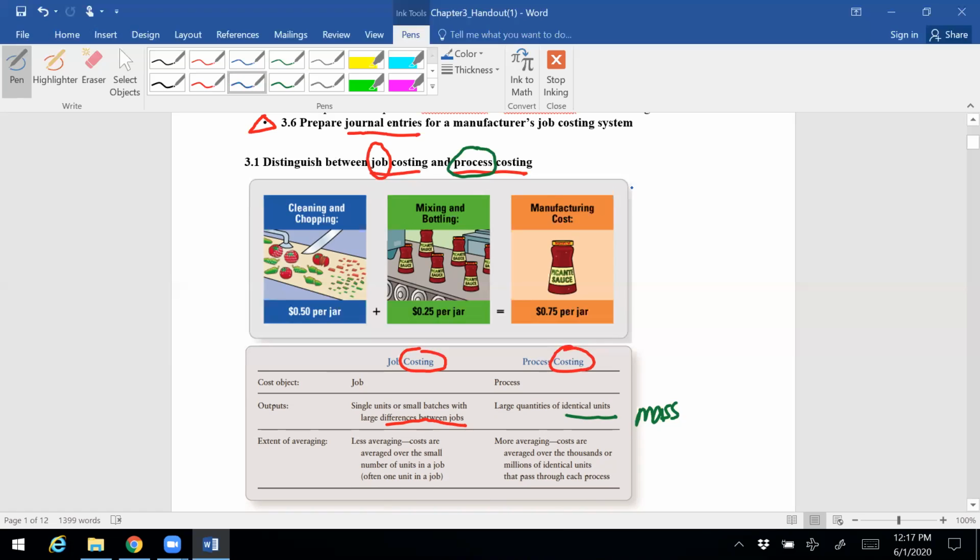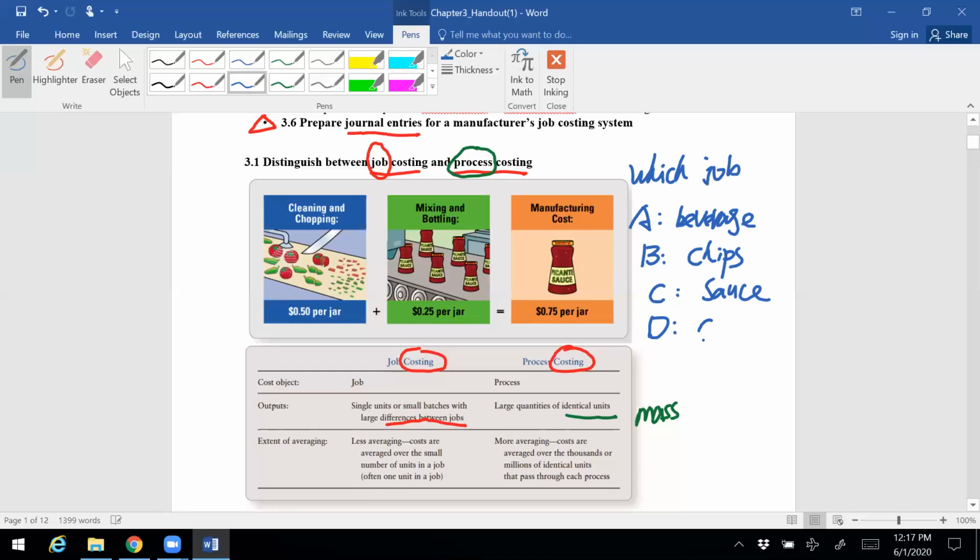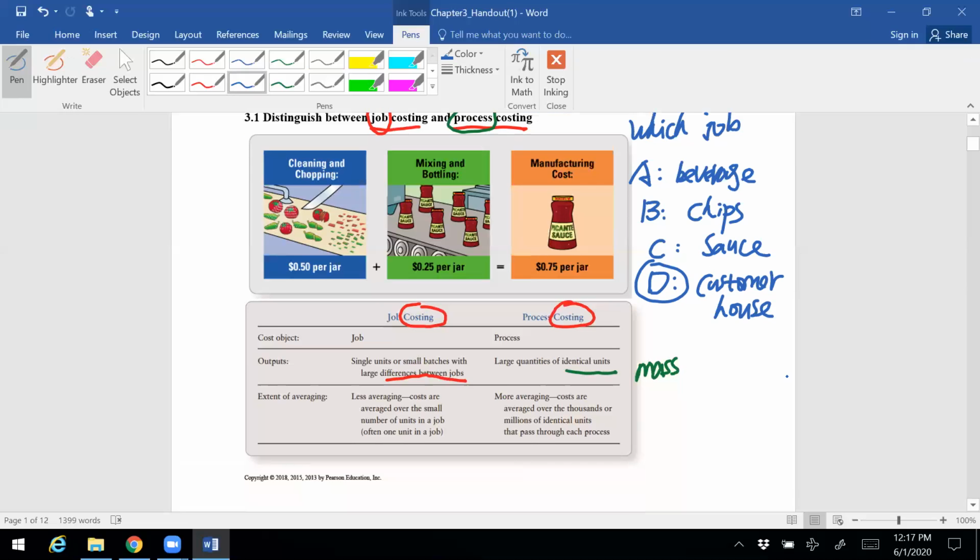So it's very likely in the multiple choice, I give you a situation. I say, hey, in which situation should we use job costing? Let's just make an example. A, you make the beverage. B, you make the chips. C, you make this sauce. D, you make a customer designed house. So which one should you use job costing? The answer will be D, because this job is different from other jobs. So read the textbook. I believe the textbook gives you a lot of detail regarding this costing method.